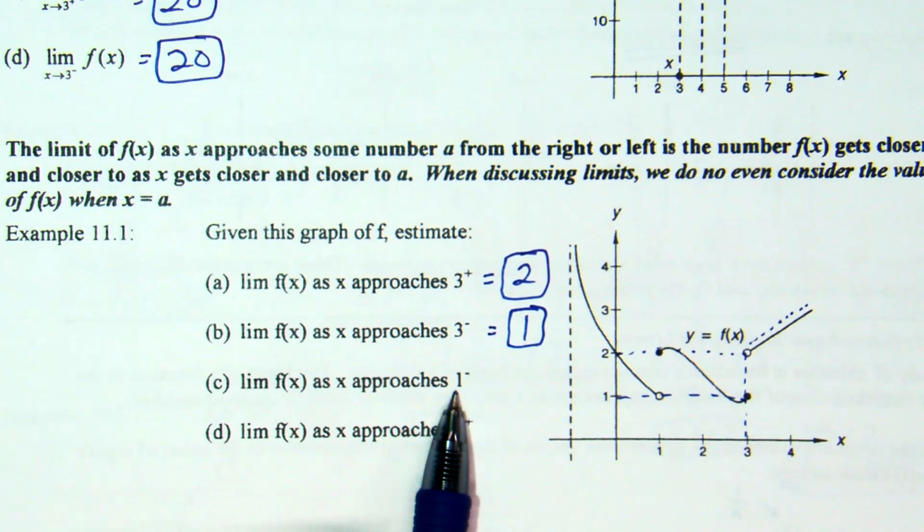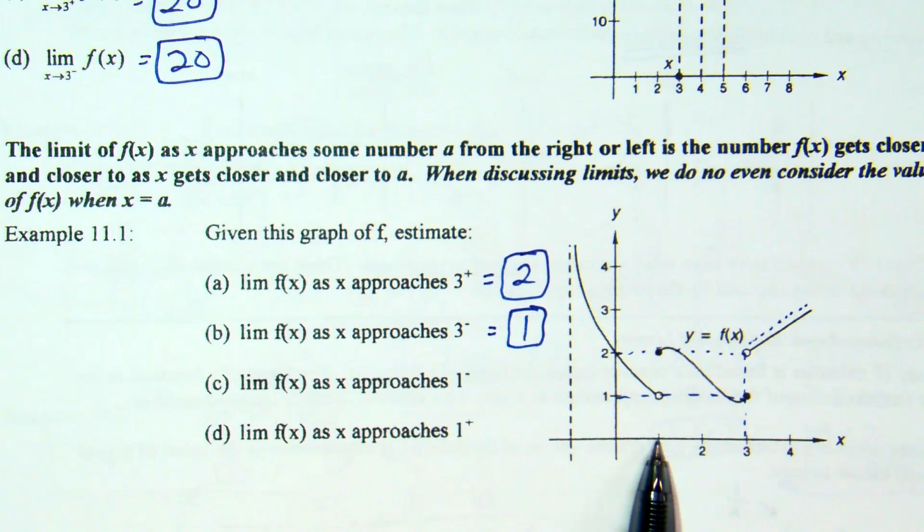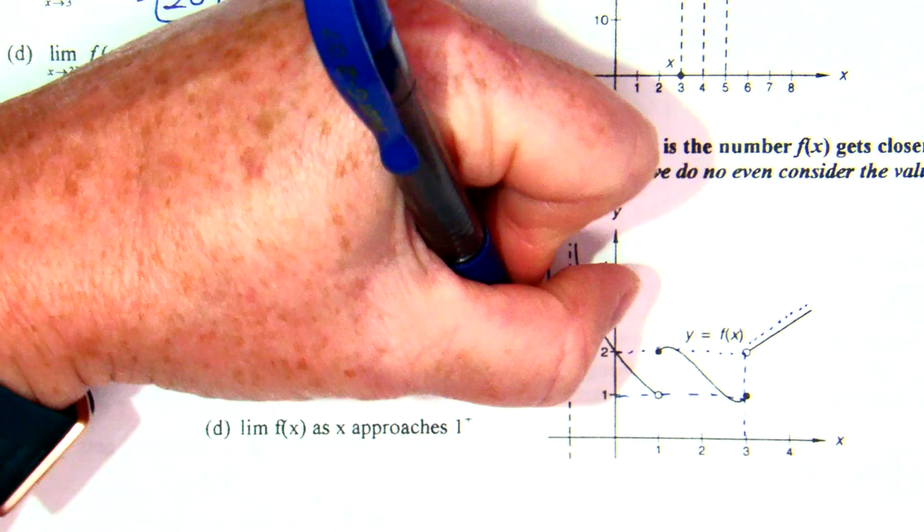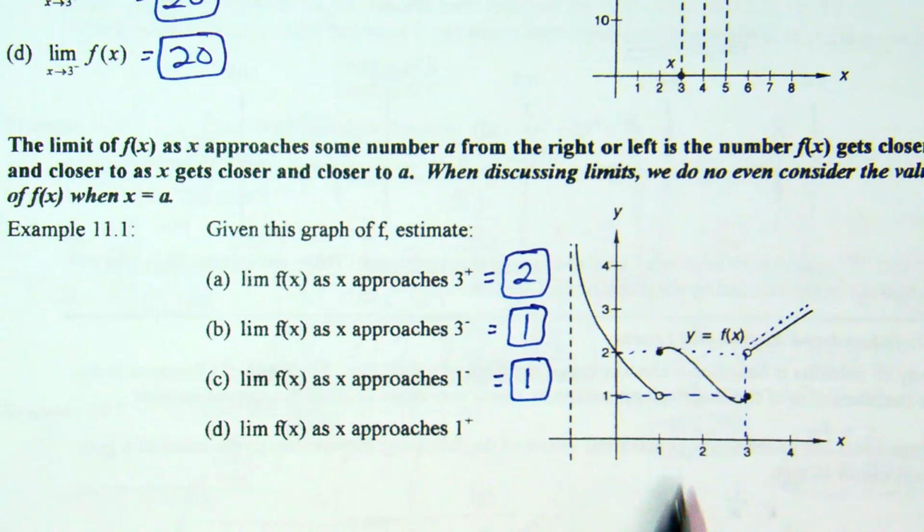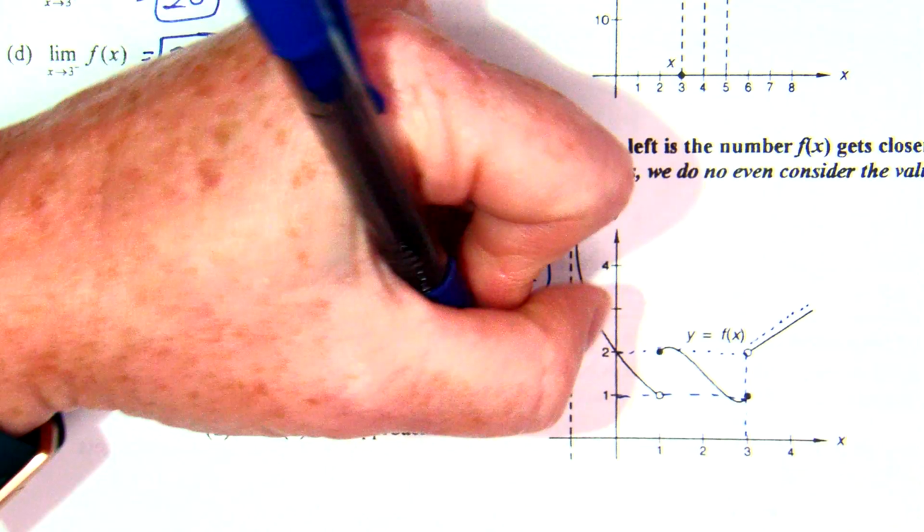So here's 1. What did you think? 1, because as we approach from the left, it's bringing me down to 1. Limit of f of x as x approaches 1 from the right. So again, x value of 1. My graph is coming from below up here to 2.